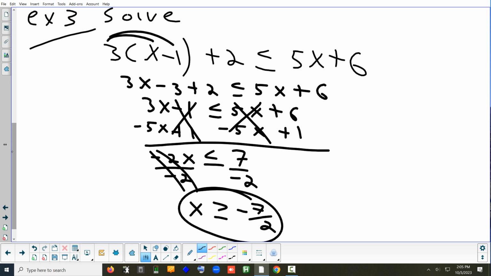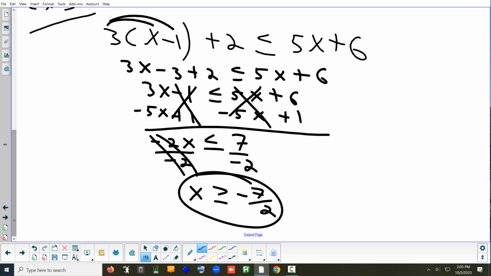So that's how you solve an inequality. Okay, any questions on that? Probably review for most people. But if not, just ask me some questions so we make sure we know what's going on.